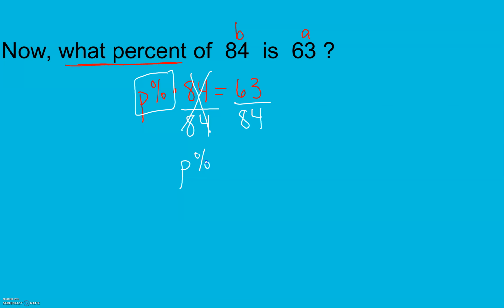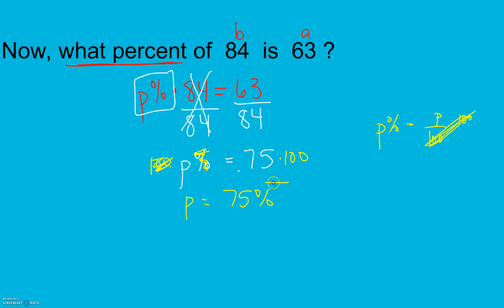P percent is going to be 0.75. So again, to get rid of my percent sign, I'm going to multiply by 100 on both sides. My percent sign and my 100 cancel out because P percent is the same as P over 100. So when I multiply by 100, all I have left there is my variable. And on the right side, I get 75, label it as percent.